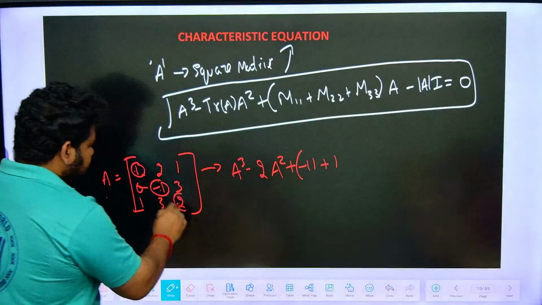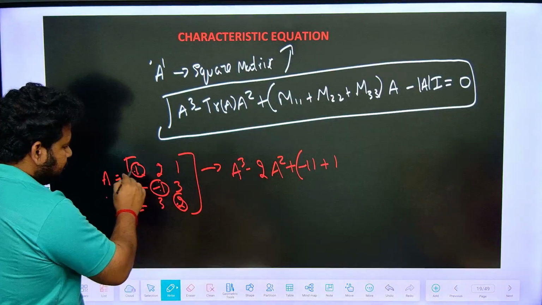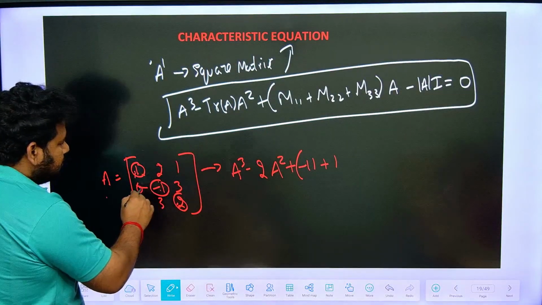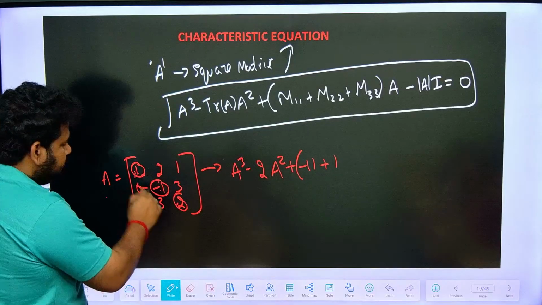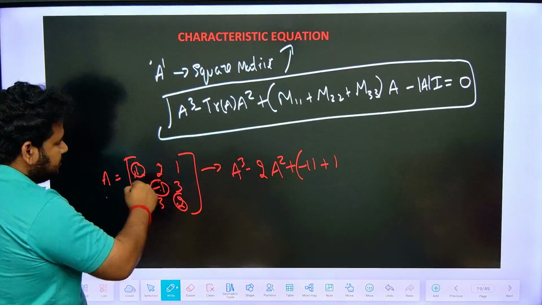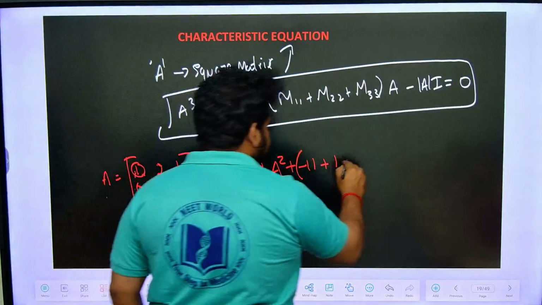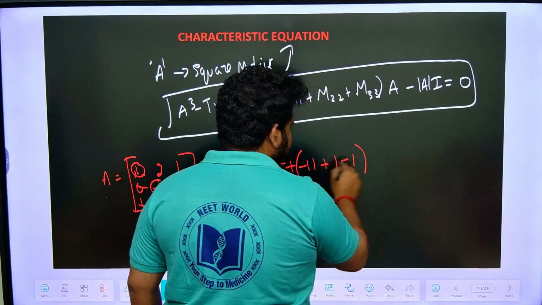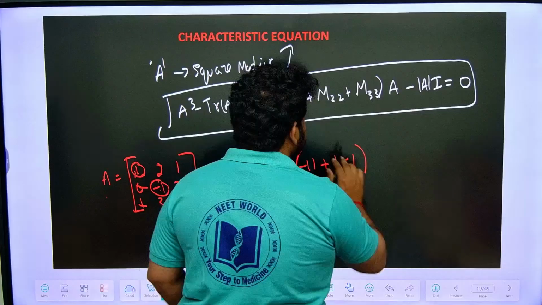Now this one, if you talk about this and this, you have to take 1 into 1 minus 1. So 1 into 1 minus 1, 0 into this is 0 only. So this will be minus 1. So what can I take? Plus 1 minus 1 I can cancel, so keep it as it is. Next step we will take.